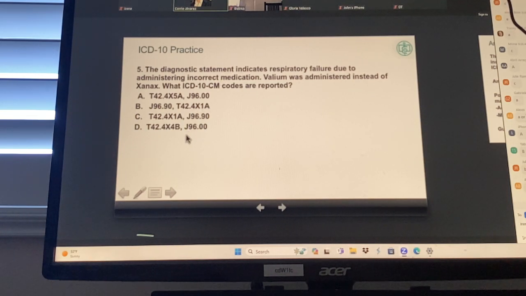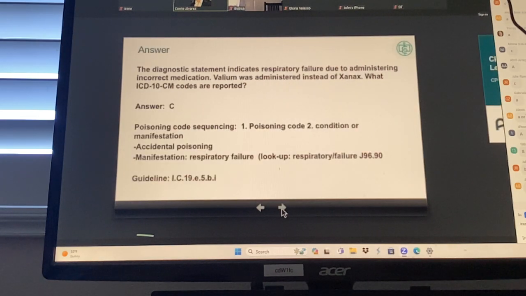It's a sequencing question. Does the respiratory failure go first, or does the poisoning of the drug go first? That's the question, really. It's a sequencing question. And the answer is C. The patient was not given the correct dose of medication or the correct medication.